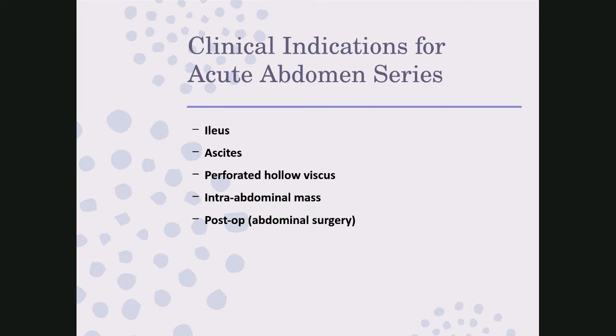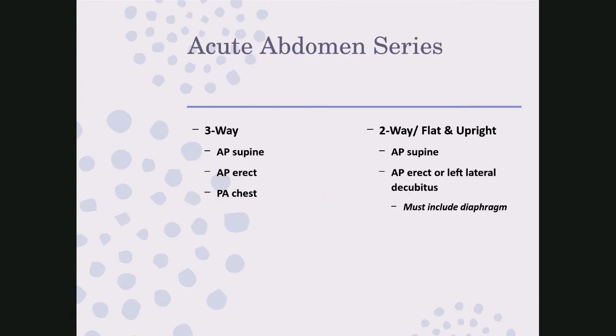Let's say your patient is able to walk and talk, like they can come down to the department and they're able to stand and do all of that. If they are able to walk and talk, then what we would do is a PA chest, an AP erect abdomen, and an AP supine abdomen. Those are our 3 views for an ambulatory patient, and they're done in this order.